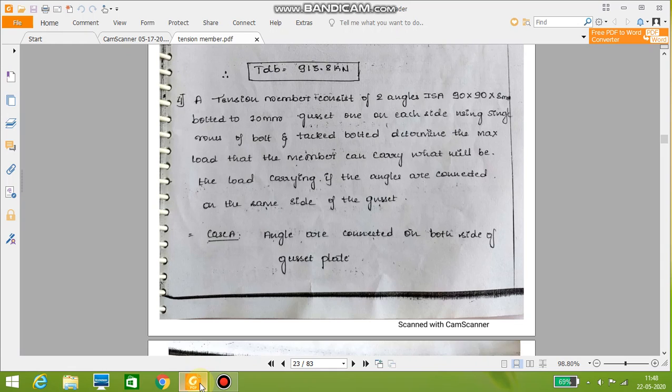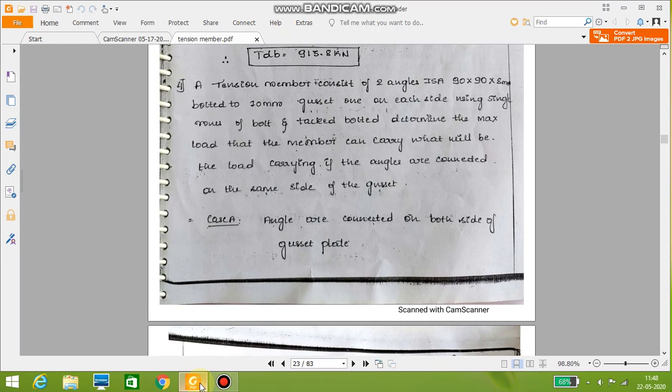Students, let us continue with the problems on design of tension member. A tension member consists of two angles, ISA 90 by 90 by 8 mm, bolted to a 10 mm gusset plate, one on each side, using a single row of bolts. Determine the maximum load that the member can carry. What will be the load carrying capacity if the angles are connected on the same side of the gusset plate?